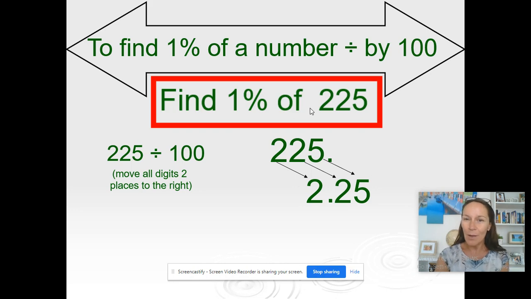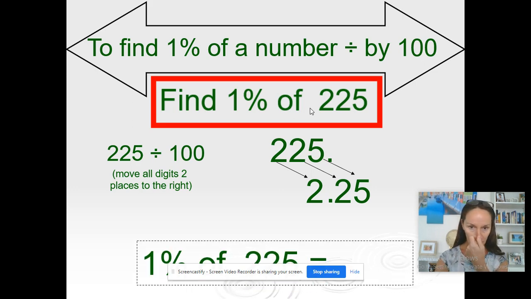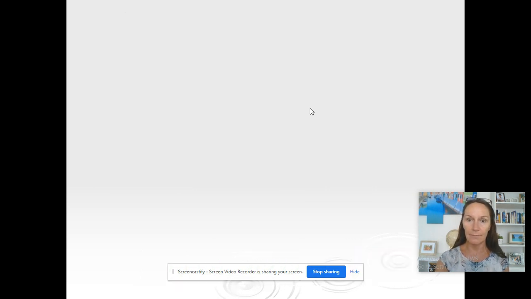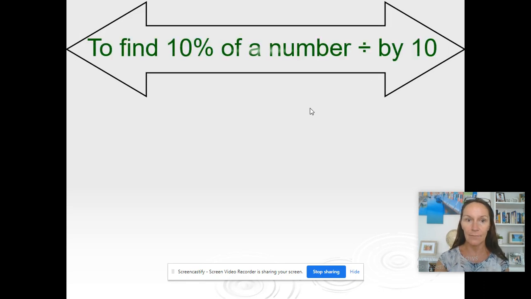And that's how you find 1% of anything. You just divide what it is you're looking at by 100. So 1% of 225 is 2.25. It's as easy as that. Finding 10% is exactly the same process, except this time you divide by 10.